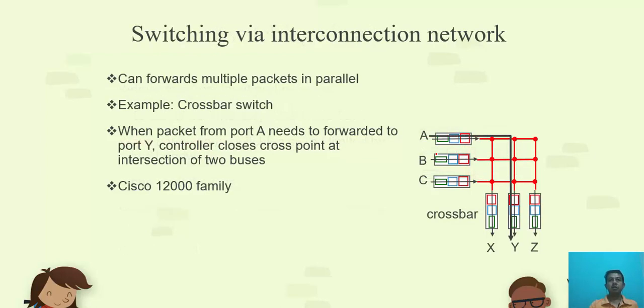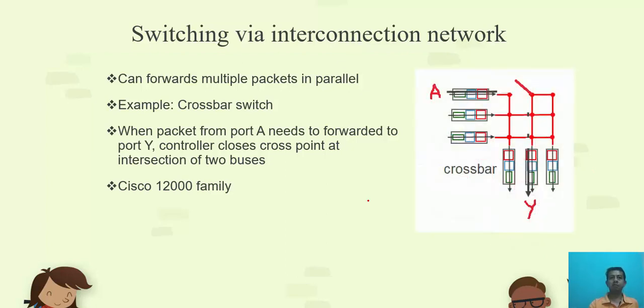Now, switching via an interconnection network uses a more sophisticated interconnection network. An example is a crossbar switch. A crossbar switch is an interconnection network consisting of 2N buses that connect N input ports to N output ports. Okay, so in this example, three input ports and three output ports are interconnected using six buses. Each vertical bus intersects with a horizontal bus at a crosspoint, which can be opened or closed at any time by the switch fabric.